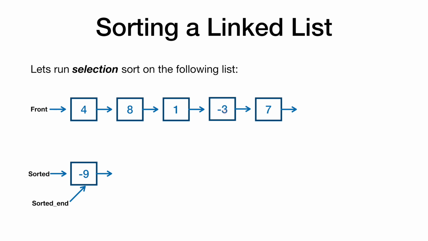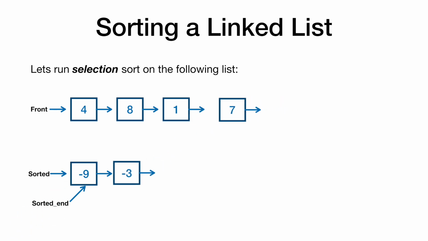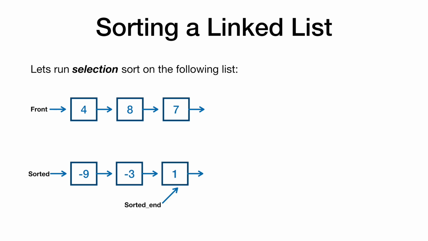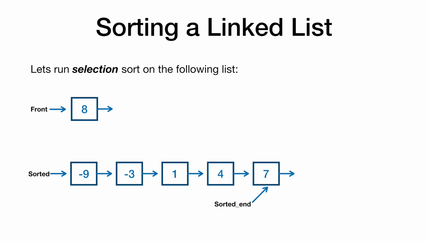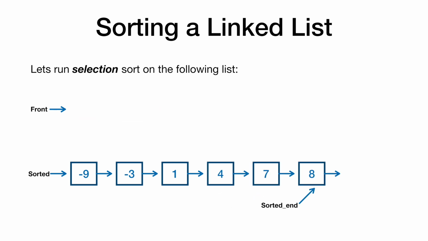So we know the minimum is 3. We're going to move that there. There we go. Move that there. Move 7 in, right? Update this pointer here. And shift the end, right? Now the end of this list is -3, and we know whatever the next minimum is going to be the next from there. So we do that, we find it's 1, and then 4, then 7, and 8, right?